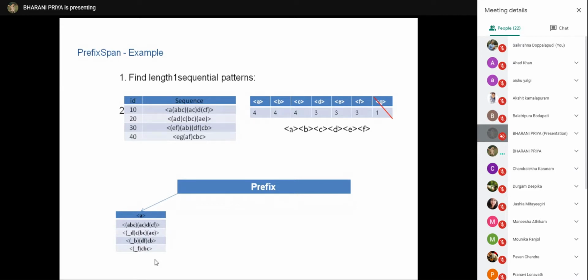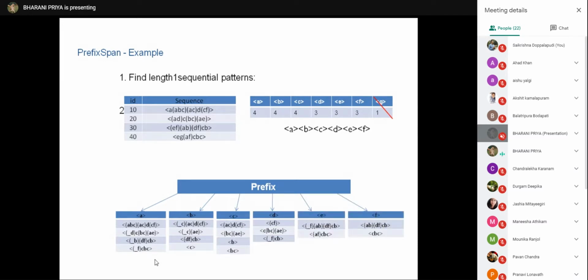Other candidates, other students, any other doubts? So similarly, B as a prefix, I'm writing the remaining items. Once you consider all this, then I'll move further. The same thing. Have a look at prefixes B, C, D, and E, F. I'll move further.